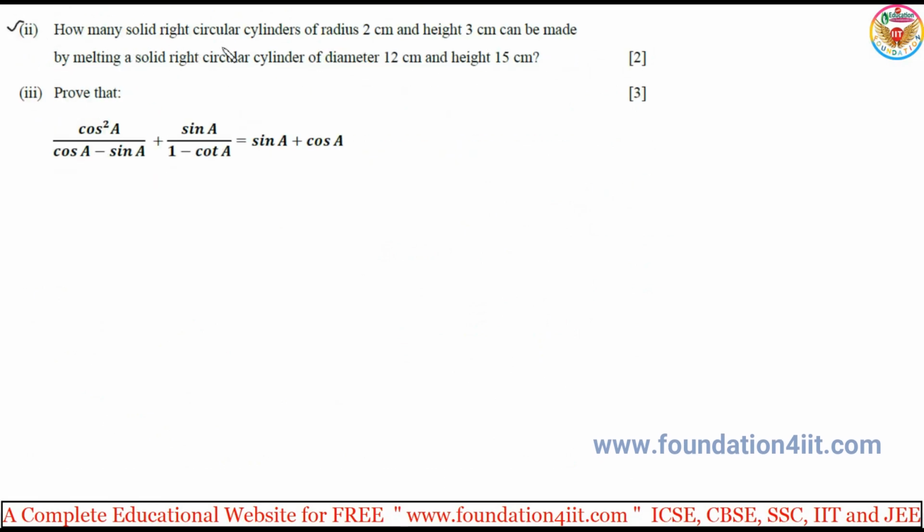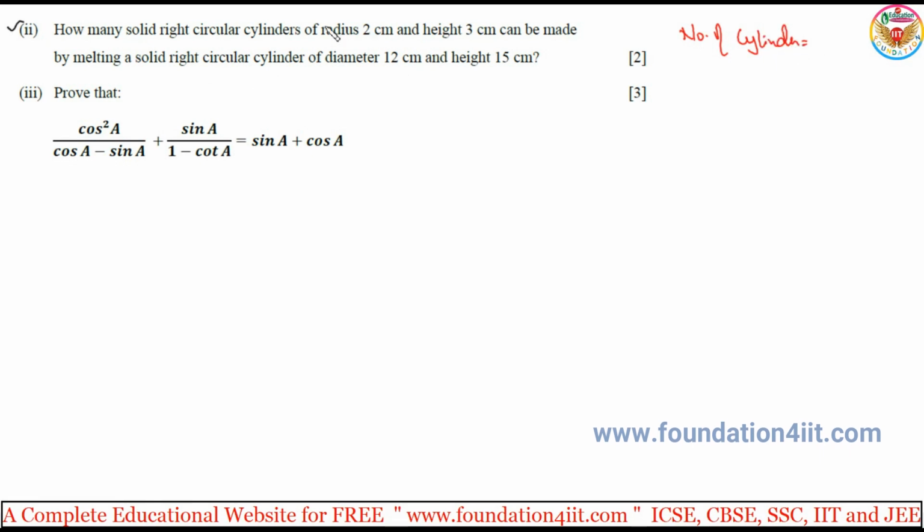How many solid right circular cylinders of radius 2 centimeters and height 3 centimeters can be made by melting a solid right circular cylinder of diameter 12 and height 15 centimeters? We need the number of cylinders. Solid right circular cylinders with radius 2 and height 3 can be made by melting a solid right circular cylinder with diameter 12 and height 15. So how many can we make?